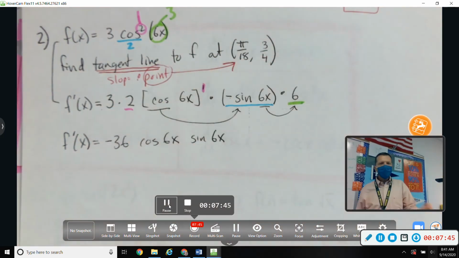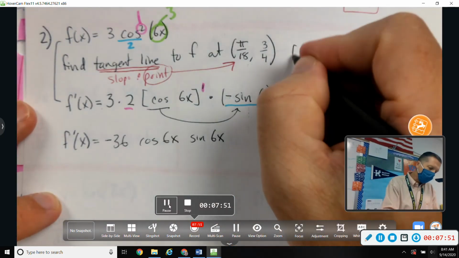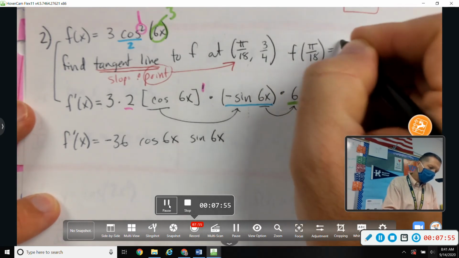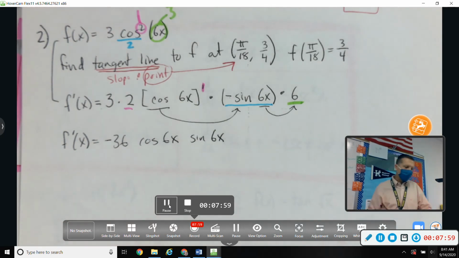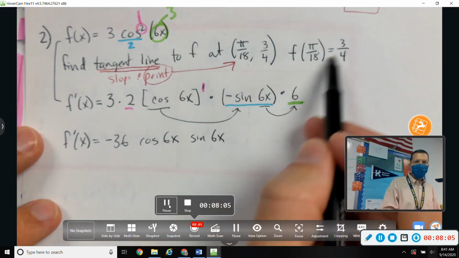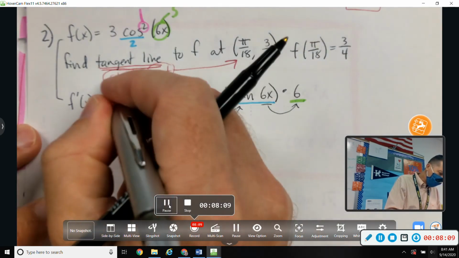I could have made this one step more difficult by just giving you the x value, and then you would have had to plug in to find the y value. Right, f of pi over 18 would give you 3/4. But we're good with that. I gave you the point. And sometimes the book gives you the point. Sometimes it just gives you the x value. It's just, sometimes you got to have one extra step in there. But the slope is derivative. Slope is derivative.